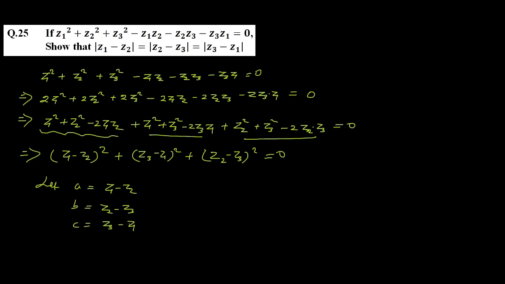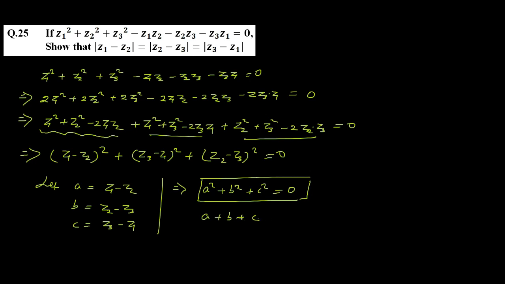So from this statement, this will become a² + b² + c² = 0. So we got a conclusion here that a² + b² + c² is equal to 0. Next, you will see a + b + c, that is z1 − z2 + z2 − z3 + z3 − z1, also becoming 0. So another statement I am getting here: a + b + c = 0.